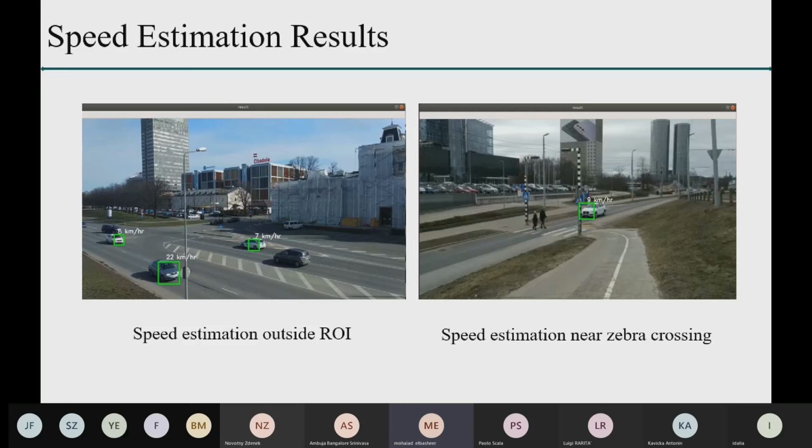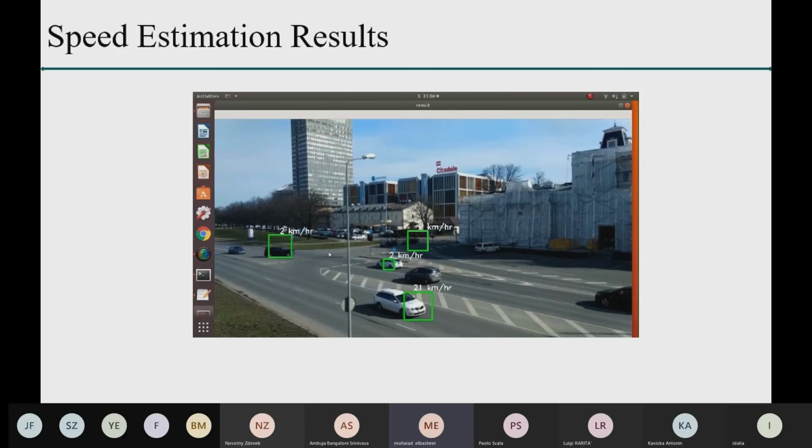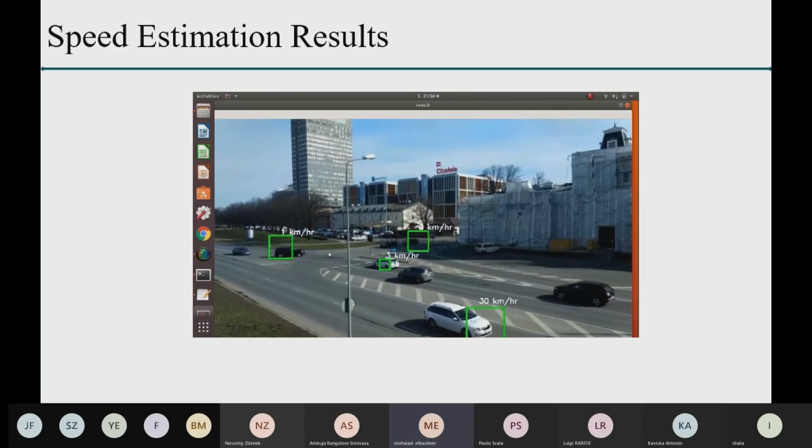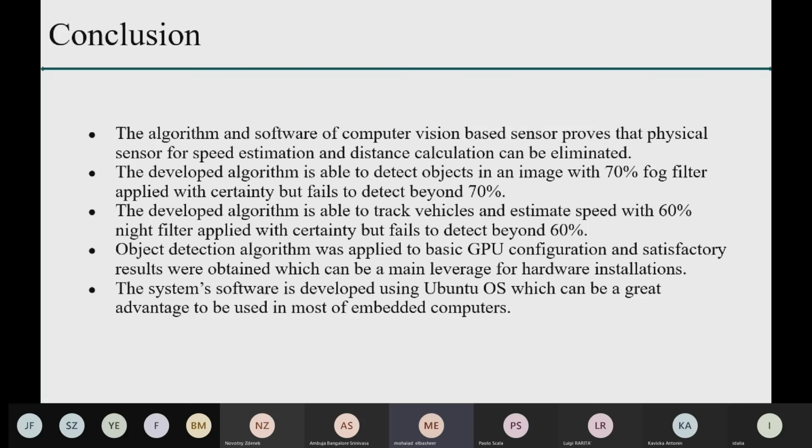And in the right picture, you can see an interesting result where the car stops near the zebra crossing while pedestrians are crossing it. This is the speed estimation result, where it is detecting the vehicle speed within the ROI. And this sensor finds different applications as mentioned, like surveillance for safety or railway crossings for the disabled, and a few more.